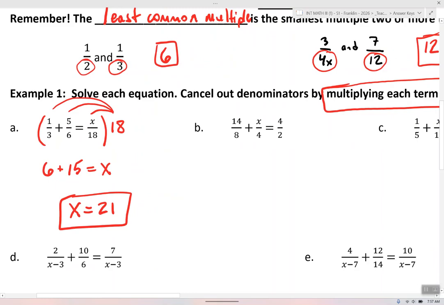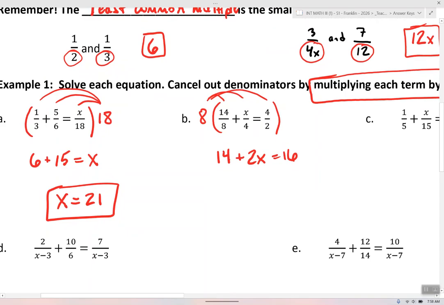For example B, we have 8, 4, and 2 in our denominators. So the least common multiple there is 8. I'm going to multiply everything by 8. Well, 8 divided by 8 is 1, times 14 is 14. 8 divided by 4 is 2, times x is 2x. And 8 divided by 2 is 4, times 4 is 16. And then we just solve this two-step equation. Minus 14. We get 2x equals 2. So that means x equals 1.